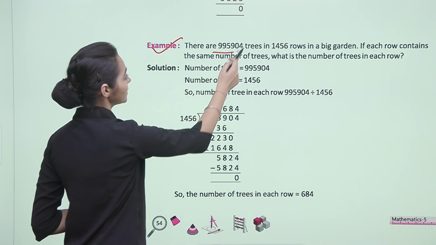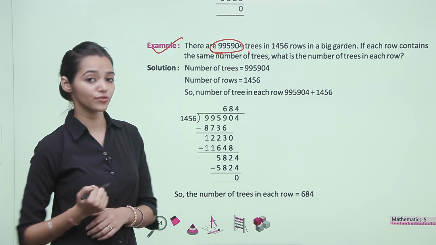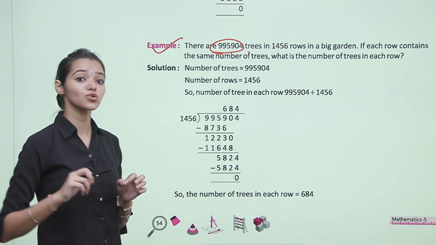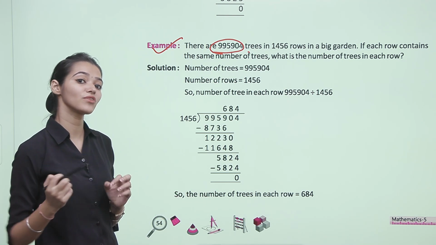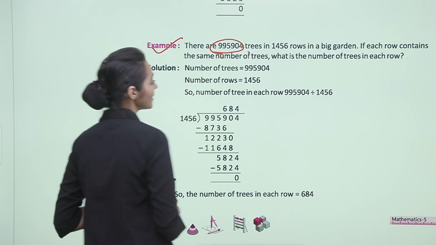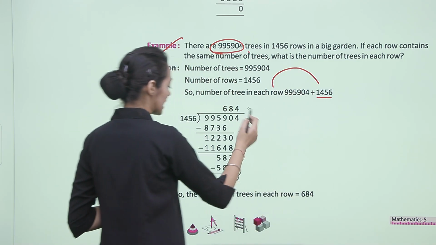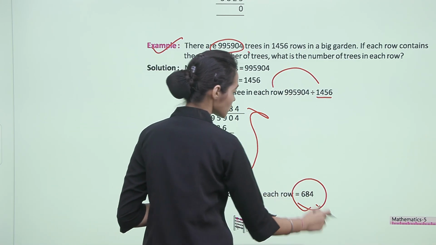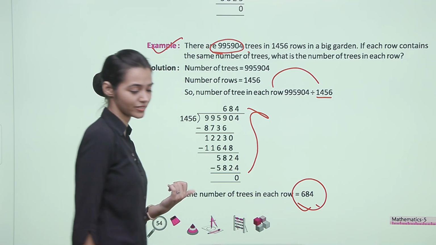Now in the next example, there are this many trees in 1456 rows in a big garden. If each row contains the same number of trees, what is the number of trees in each row? That means we will divide it by 1456, and after dividing, the number of trees in each row is 684 trees.